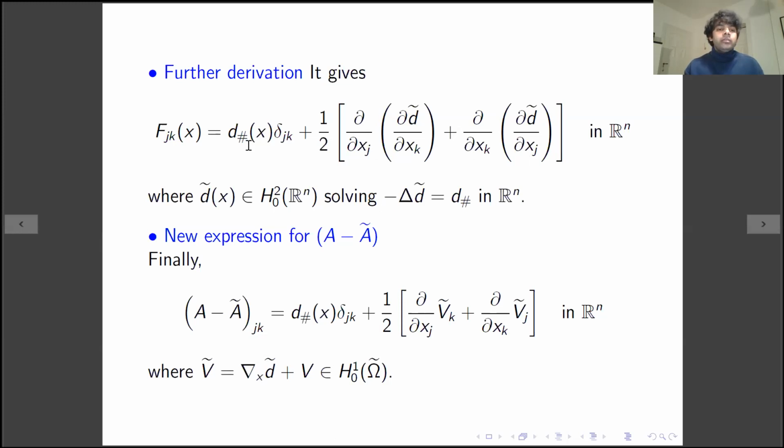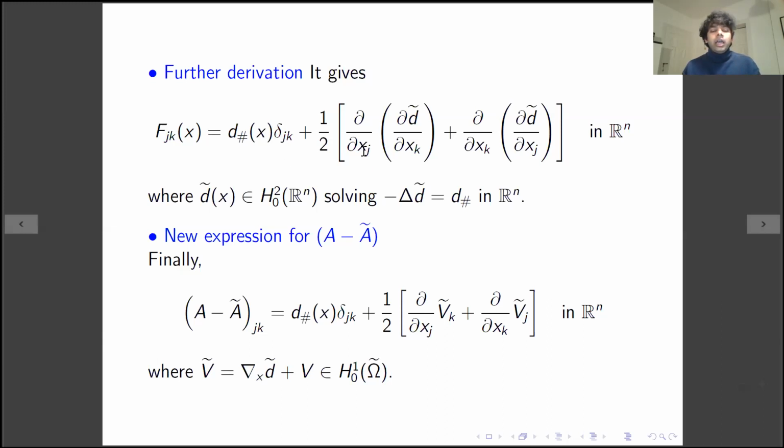So there is a relation between this d sharp and d tilde, which is nothing but the Laplacian of d tilde equals d sharp. So this d tilde is now a function, and this d sharp is actually a compactly supported function. From there you solve for d tilde, and you can write it down like this. So from here we can see that we have reduced our problem into two parts. One is the isotropic part, which we know how to handle.